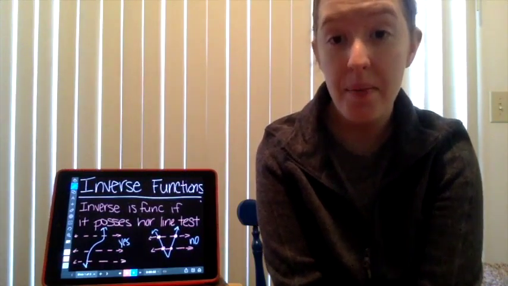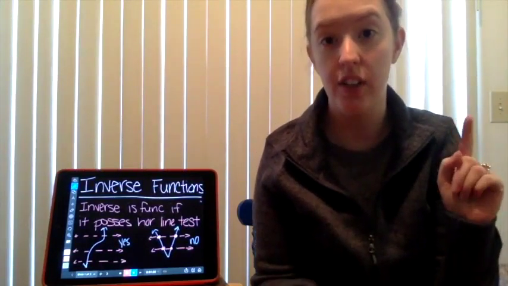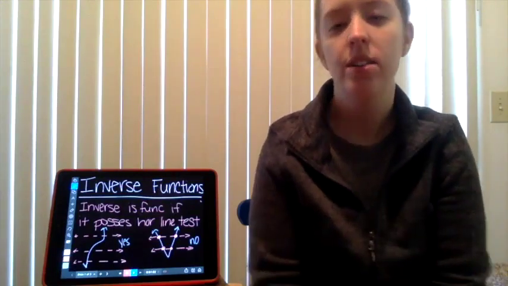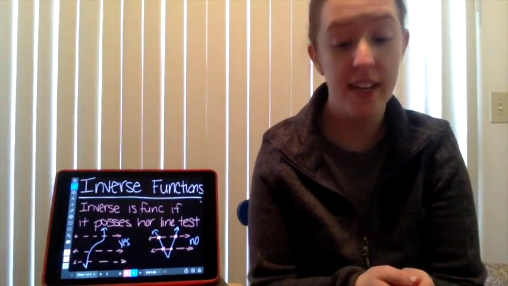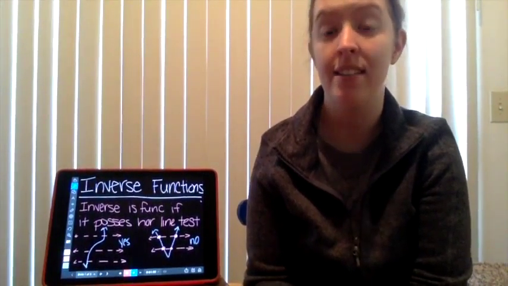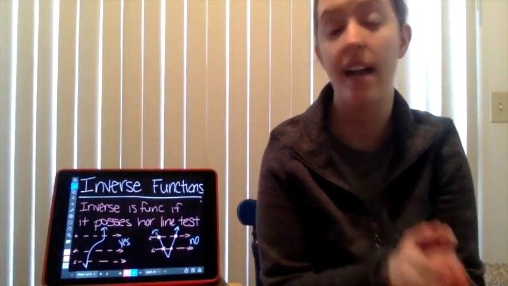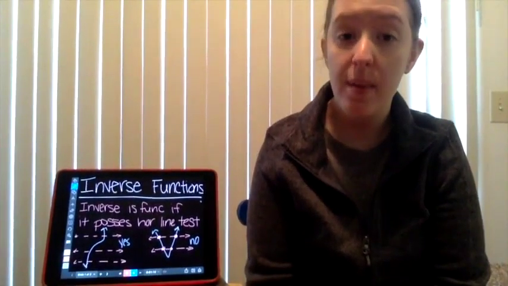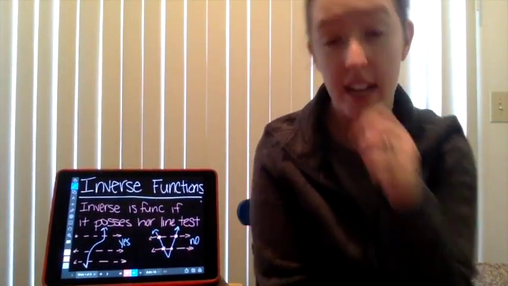And what one-to-one means is essentially that it's a function, but kind of backwards. So we know that a function is that for every input there is exactly one output. But one-to-one means that for every output there's exactly one input. So the way that we find that is we use the horizontal line test.